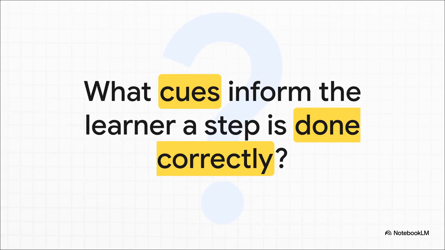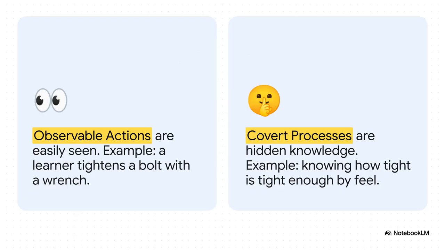But hang on, this is where it gets really good. A great analysis doesn't just list the steps. It goes deeper and asks, what are the subtle cues? The feel, the sound, the look, that tell an expert, yep, this is right, or whoa, something's off here. And that right there is the huge difference between an observable action and a covert process. I mean, anybody can see someone tightening a bolt. But the real expertise, the magic, is that invisible, hidden knowledge. That feel for knowing when it's just right. That's what separates a beginner from a master, and it's what a great analysis manages to capture.